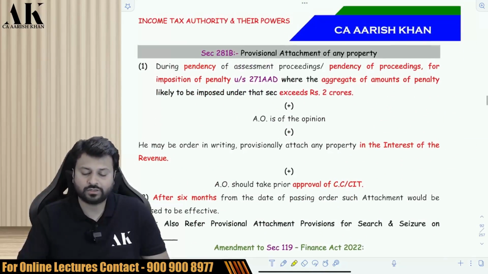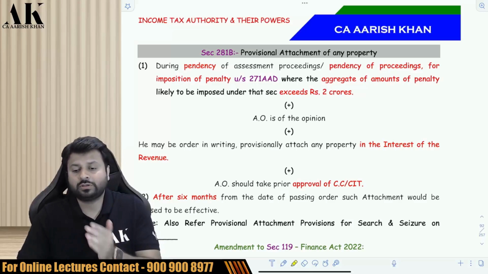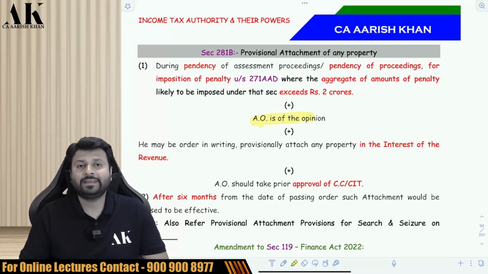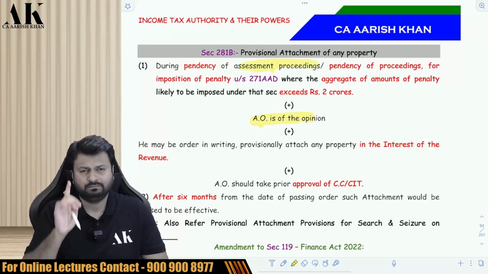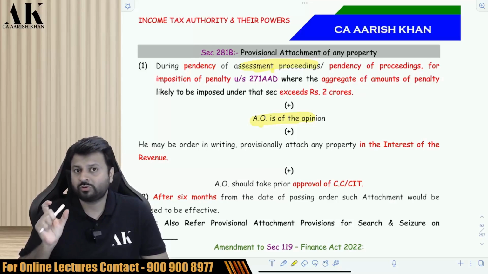Next. A very important section: provisional attachment of any property. Can an assessing officer provisionally attach your property? What do I mean by provisional attachment? It means the property cannot be sold by the assessee. It can be used by the assessee, but it cannot be sold by the assessee. So can the department provisionally attach? Yes, the AO has the power to provisionally attach your property in case your assessment proceeding is pending. So he can attach a property only if the assessment proceeding is pending.